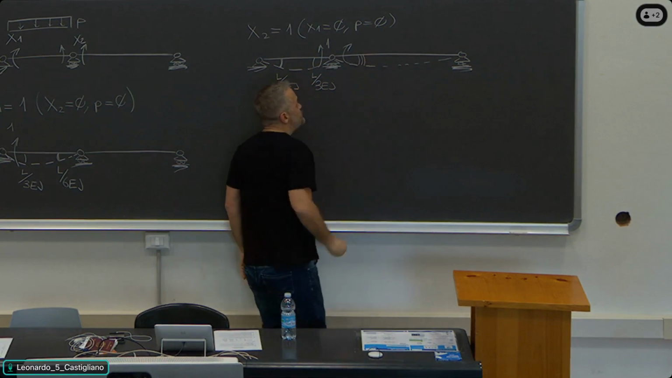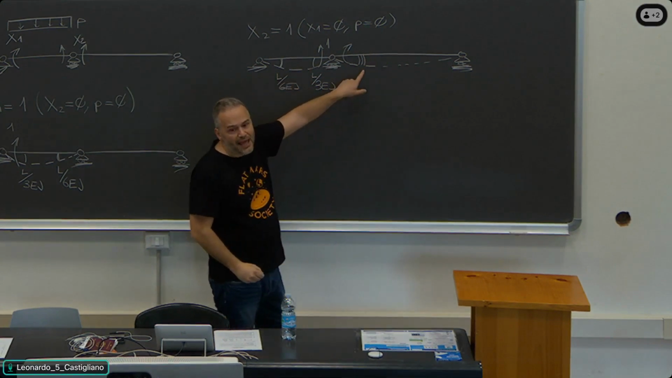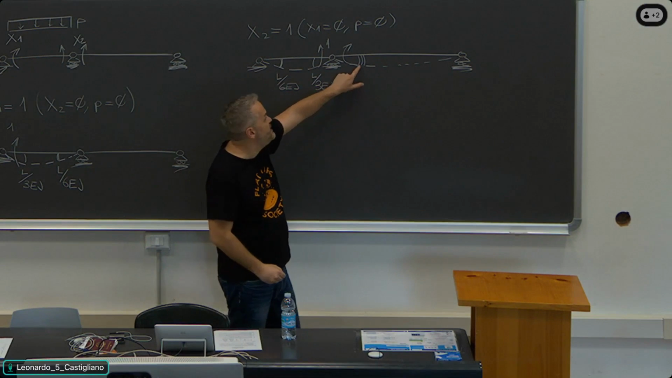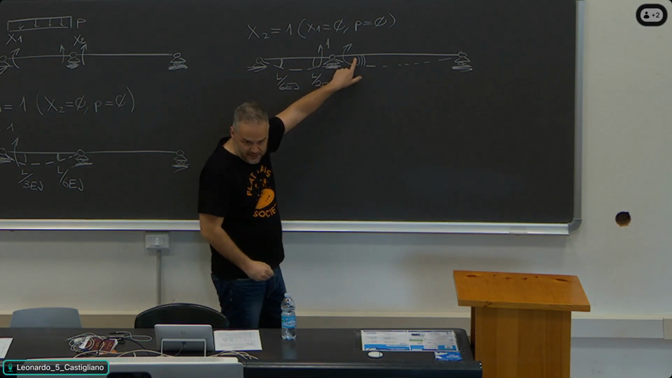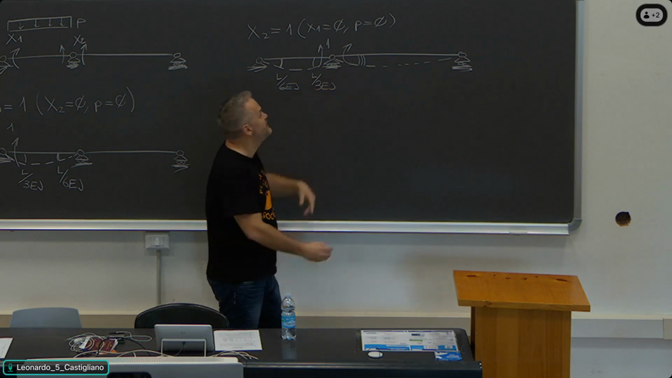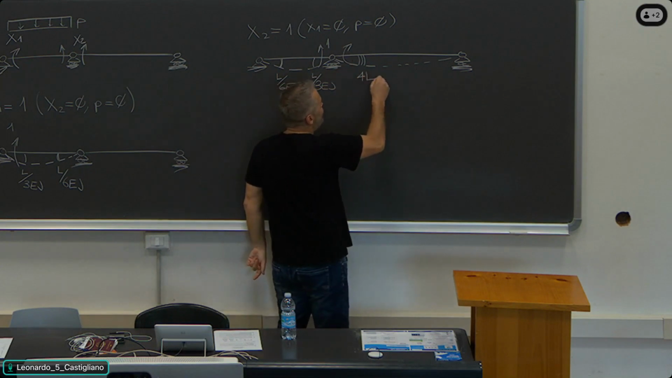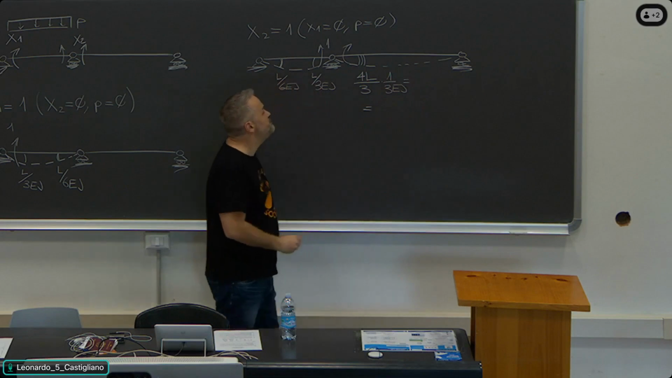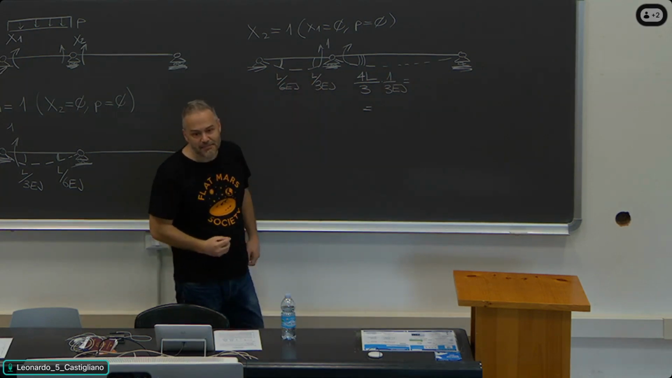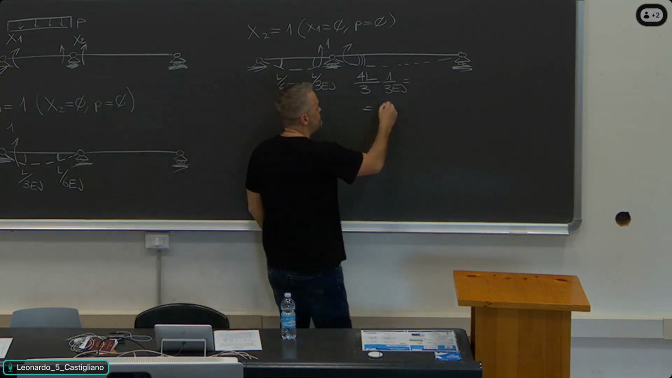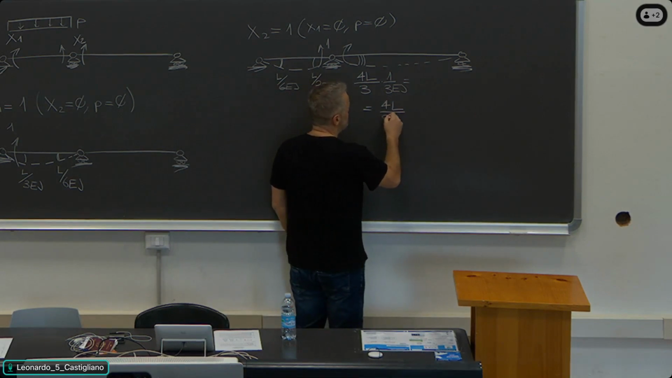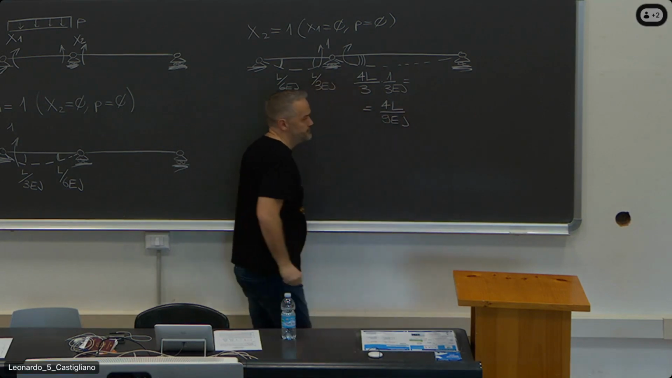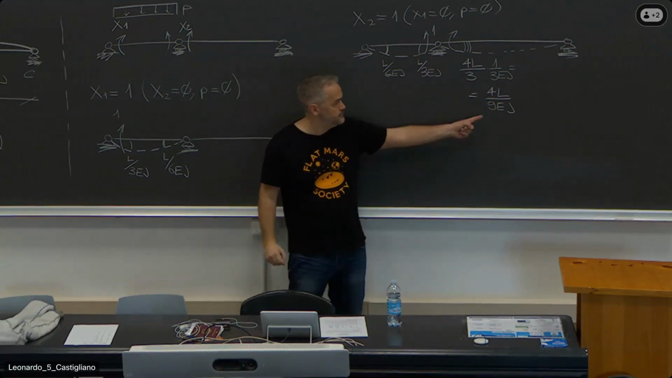Here there are 3 arches. In the standard case it would be L divided by 3EJ, the rotation at the loaded end. Since the length is 4L divided by 3, the rotation is 4L divided by 3 times 1 over 3EJ. By doing the math, it's 4L divided by 9EJ. Okay?